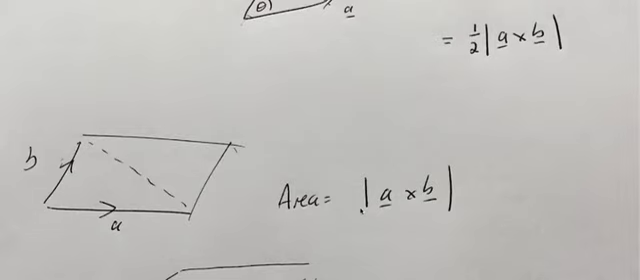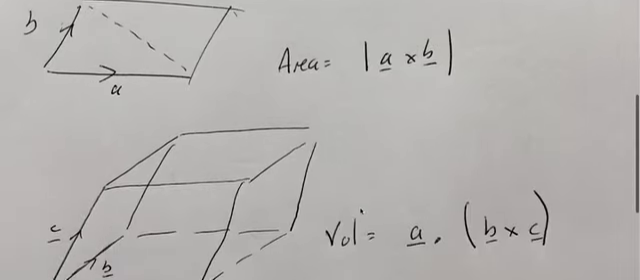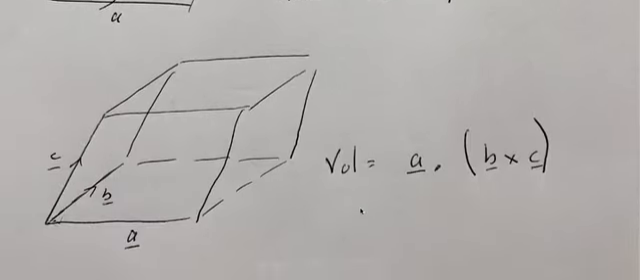Now if we move from area to volume, the proper name for this shape is a parallelepiped, but it's basically a wonky box. So if you imagine a cardboard box that's been given a really good kick, so it's gone out of true in every dimension, so none of these angles are 90 degrees anymore.